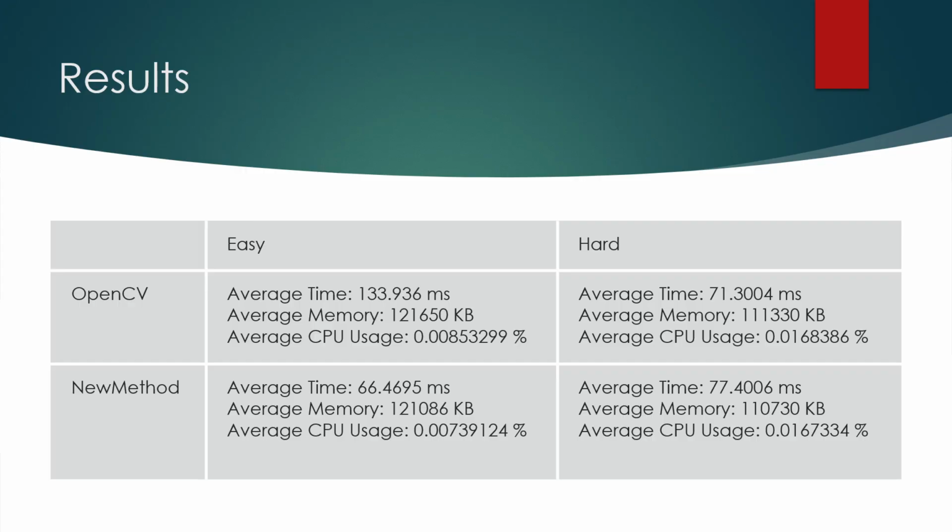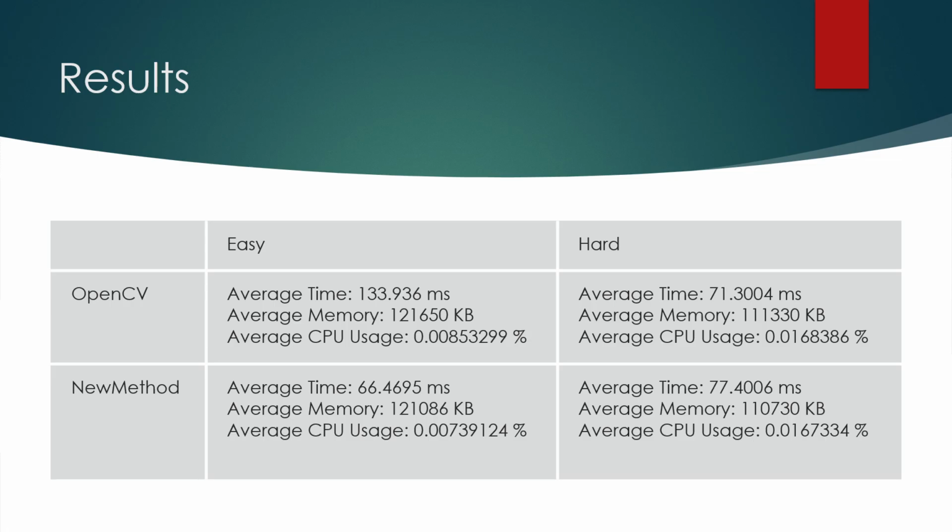to our results. So these are the results we've gotten from our code. So OpenCV using the easy method compared to the new method. OpenCV took a lot longer and used a lot more CPU and about the same amount of memory, which means that in terms of memory usage, it's basically the same. In the hard images, the OpenCV does a lot better and does relatively the same amount of memory and CPU usage. And we can see how the times.